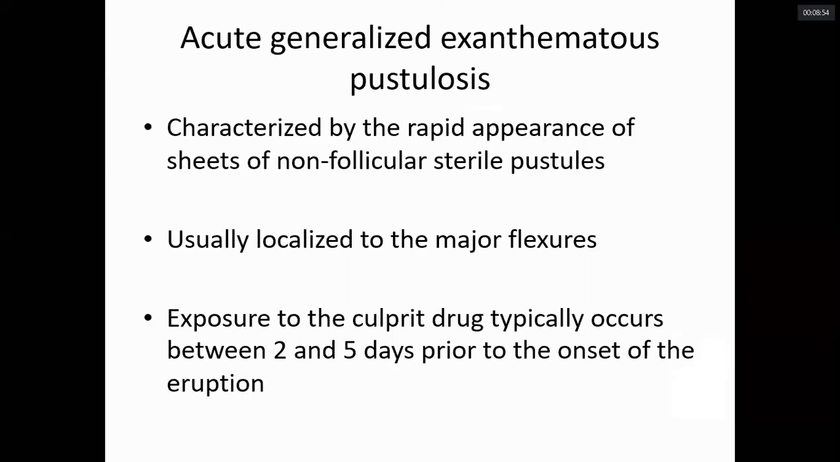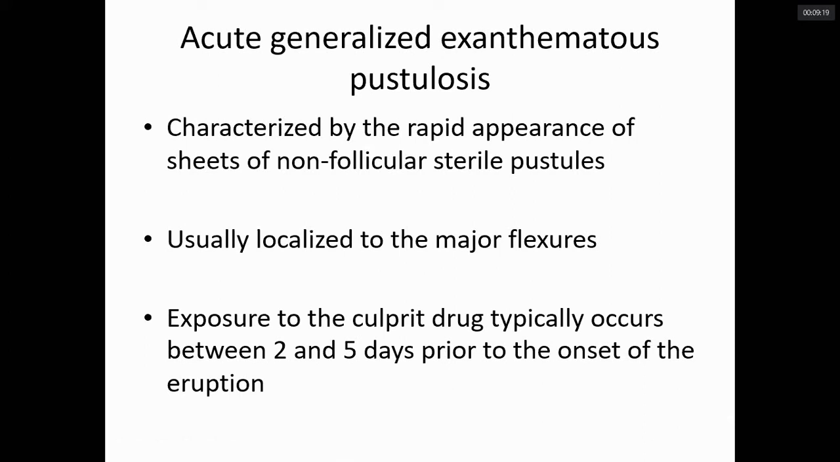Now the severe cutaneous adverse drug reactions. In the severe cutaneous adverse drug reactions, the reactions that are severe are acute generalized exanthematous pustulosis, erythroderma, SJS, that is Stevens-Johnson syndrome, and toxic epidermal necrolysis. Now the AGEP, that is acute generalized exanthematous pustulosis.